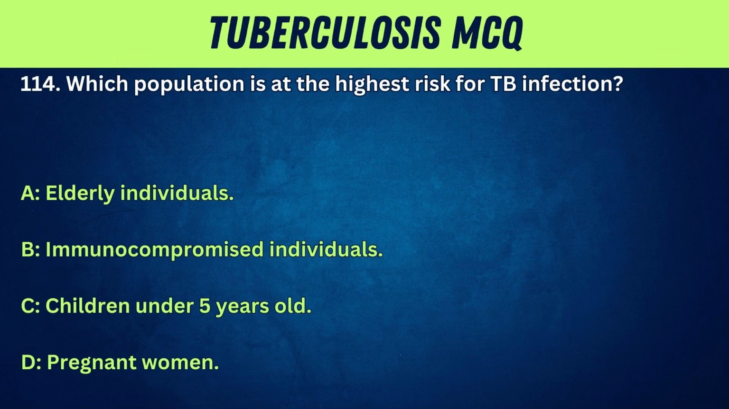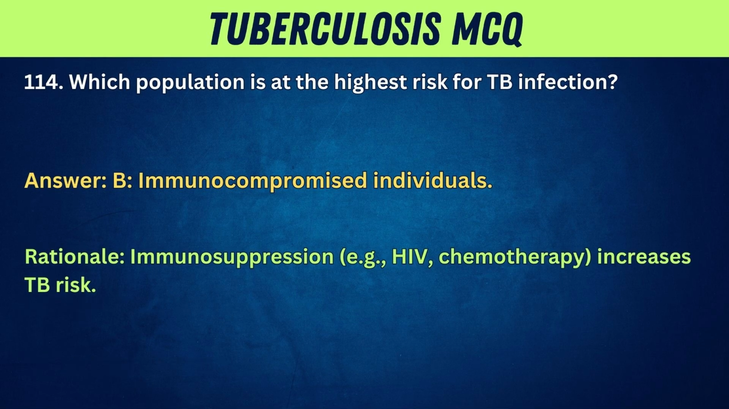114. Which population is at the highest risk for TB infection? A. Elderly individuals. B. Immunocompromised individuals. C. Children under 5 years old. D. Pregnant women. Answer: B. Immunocompromised individuals. Rationale: immunosuppression, e.g., HIV, chemotherapy, increases TB risk.